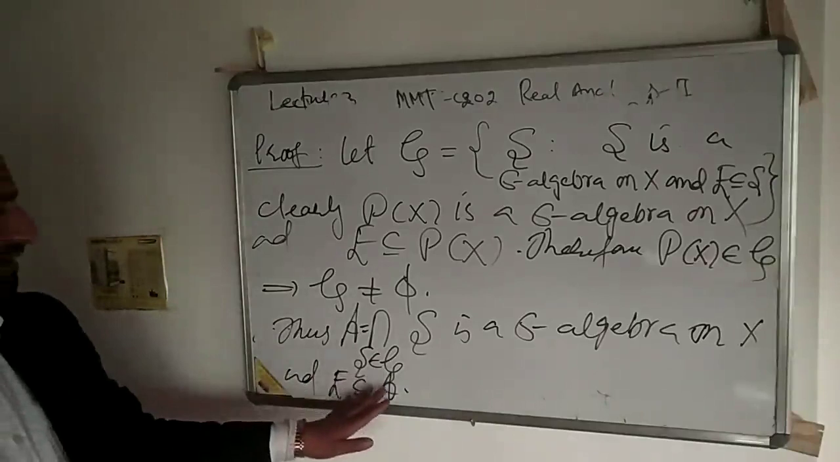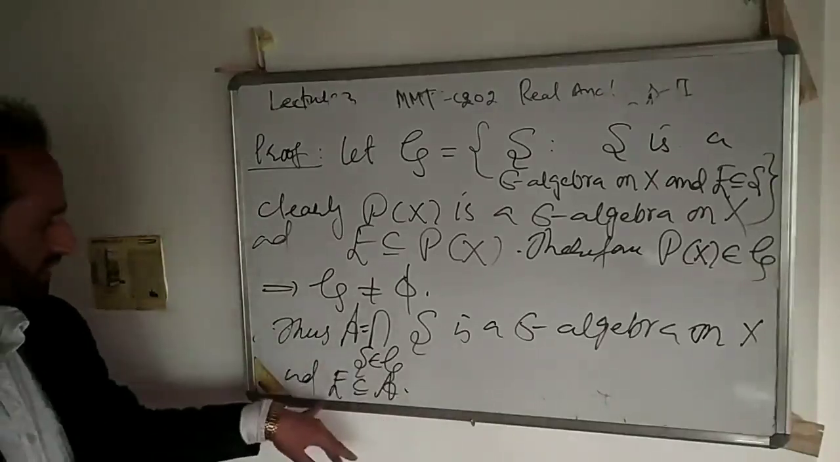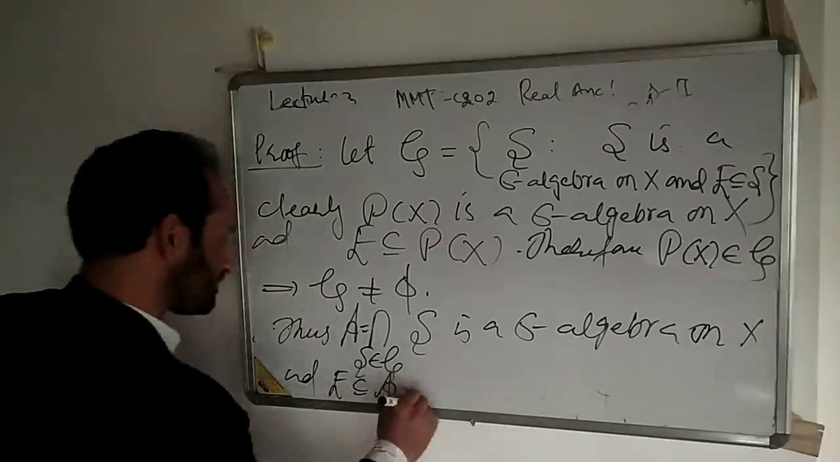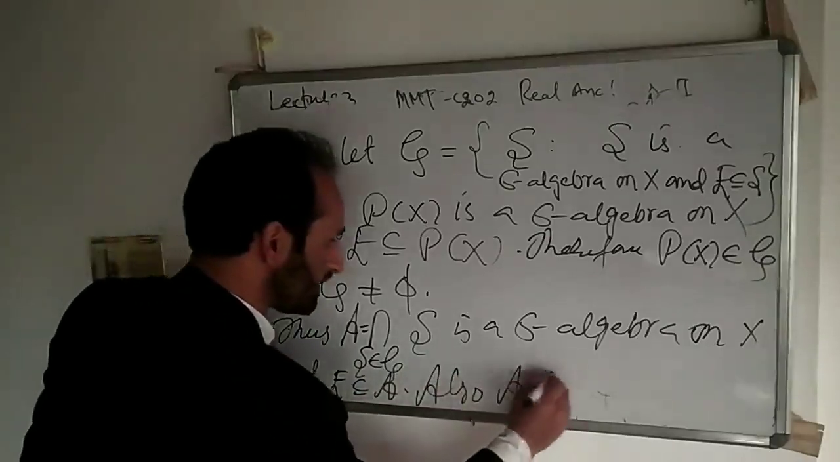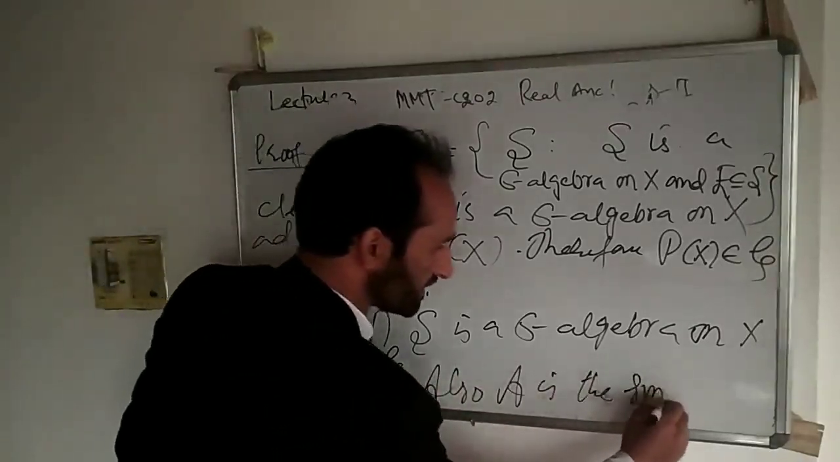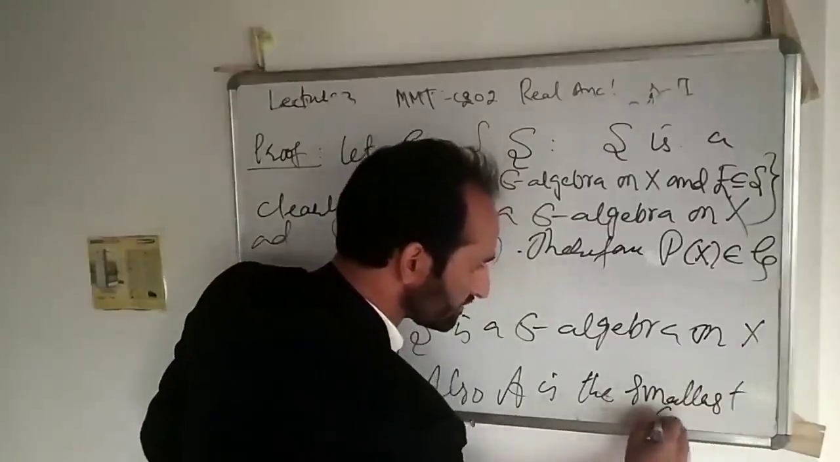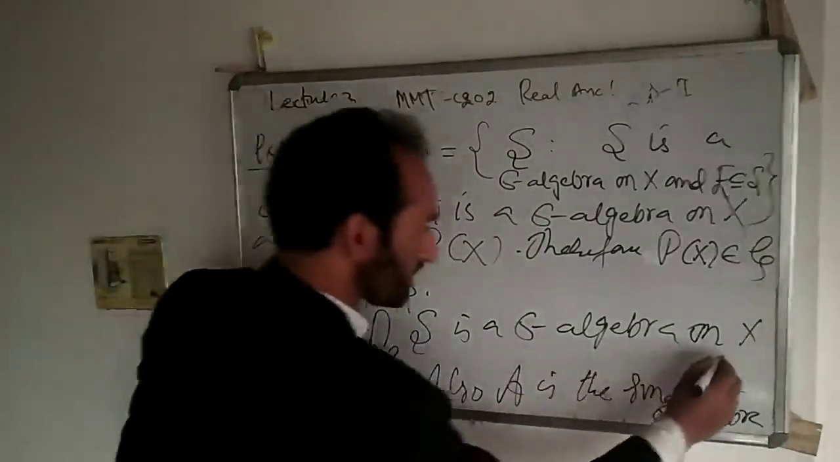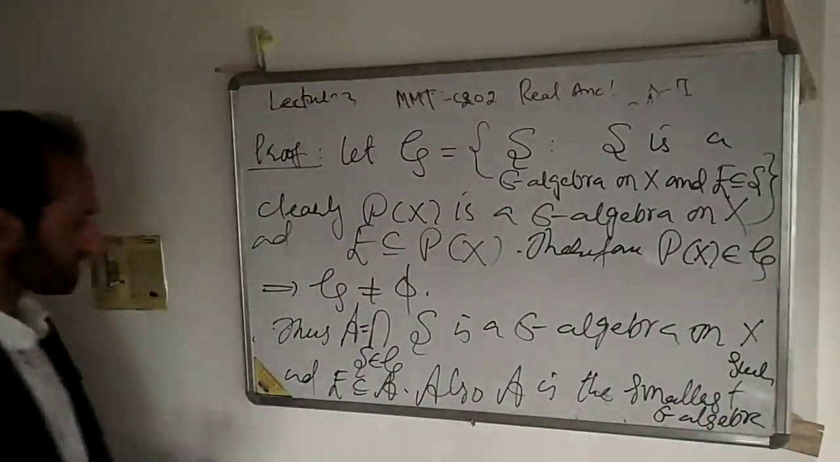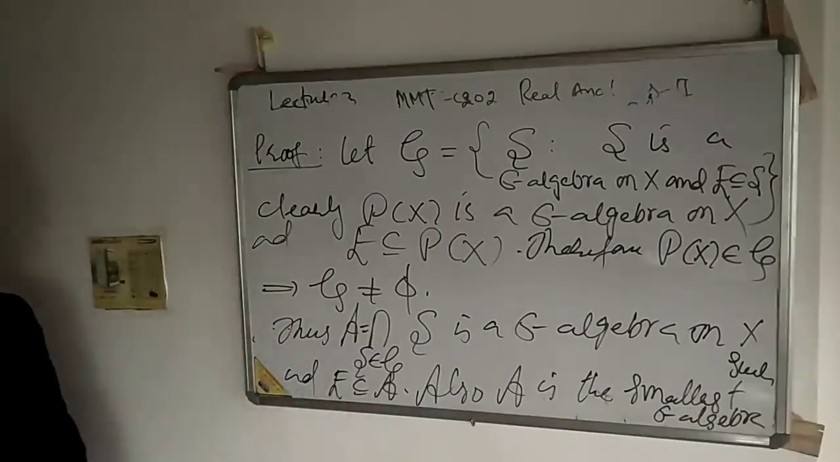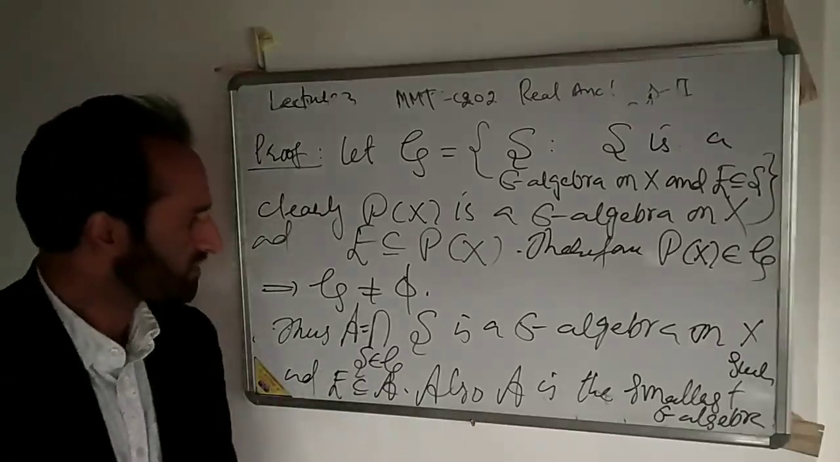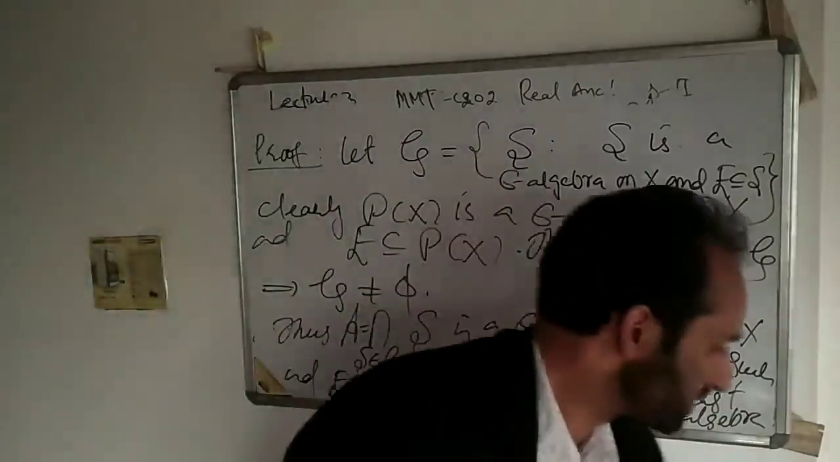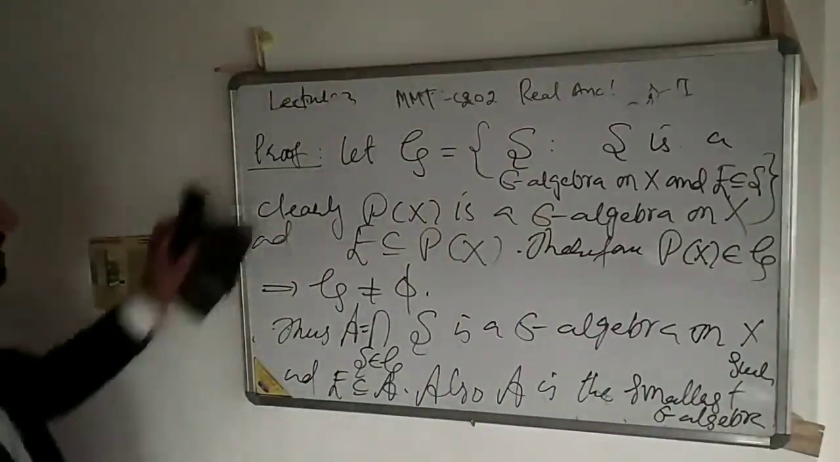So this is the sigma algebra on X which contains F, and it is the smallest one also. A is the smallest such sigma algebra. Such means the sigma algebras containing F. A is the smallest such. Thus, for any class of subsets of X, we can always find the smallest sigma algebra containing that class. This completes the proof of this theorem.